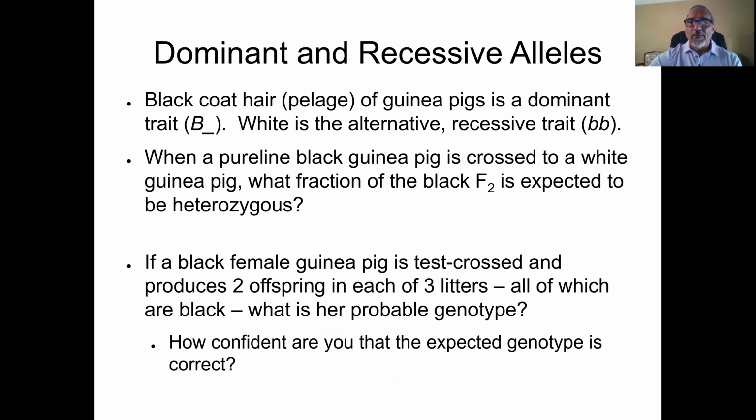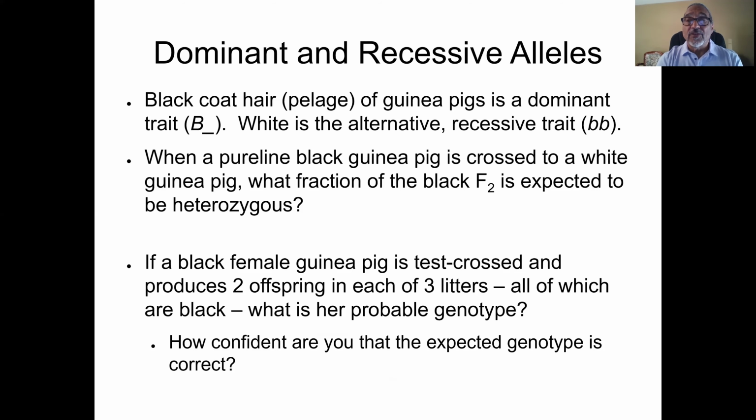A lot of people look at this and they say, oh, it's 50%, because you have 2 heterozygous individuals. However, let's reread the question. It says, what fraction of the black F2 is expected to be heterozygous? So we only have 3 black individuals and 1 white. Remember our phenotypic ratios, 3 black to 1 white, which means of the 3 black, what fraction are heterozygous?